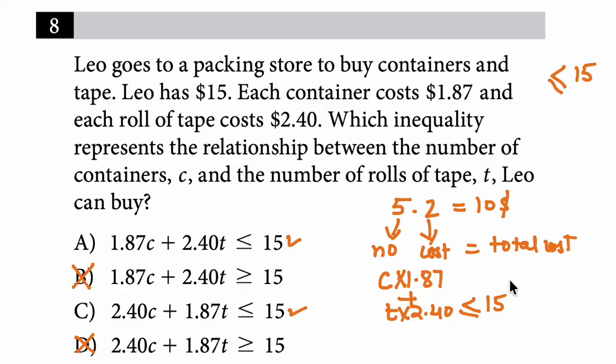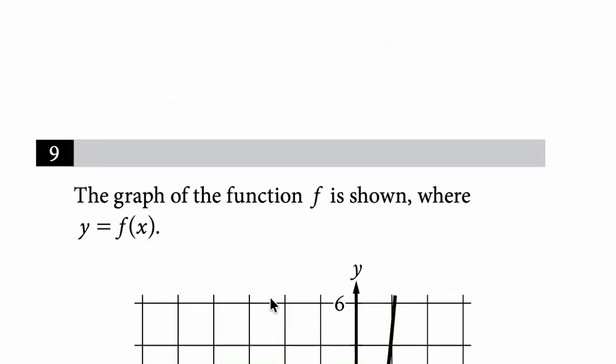Now let's check the options. Which option is it? Yes, A option. So C is container. This is the cost of one container. T is tape. This is the cost of one roll of tape, and it has to be less than or equal to 15. Okay.